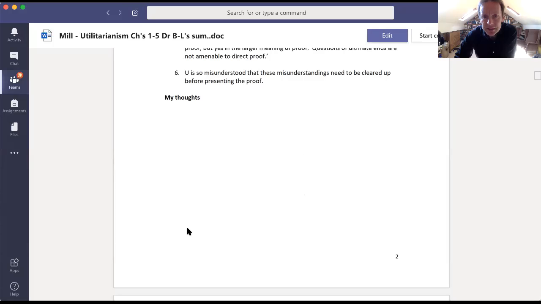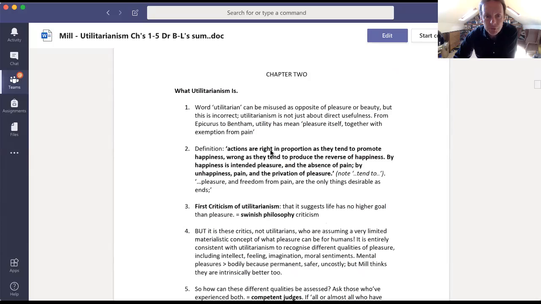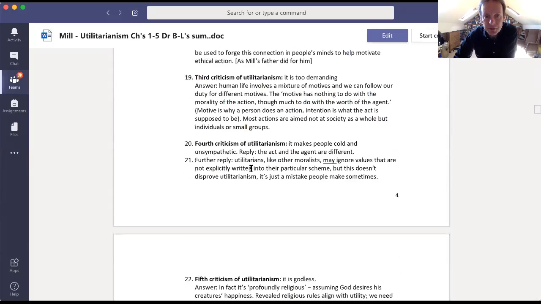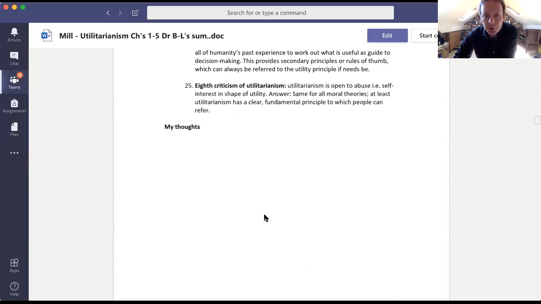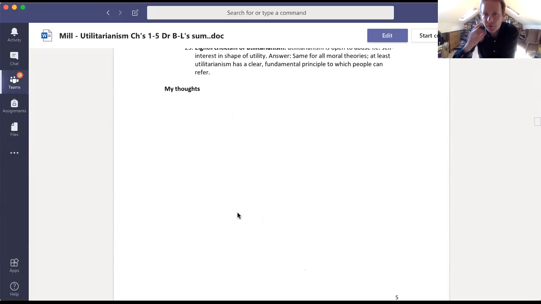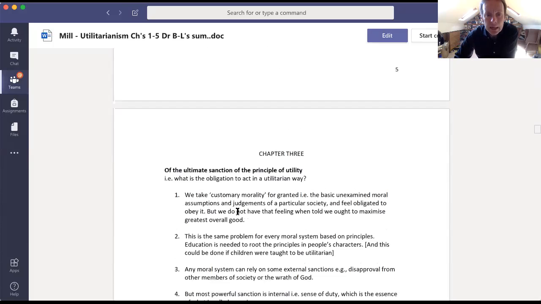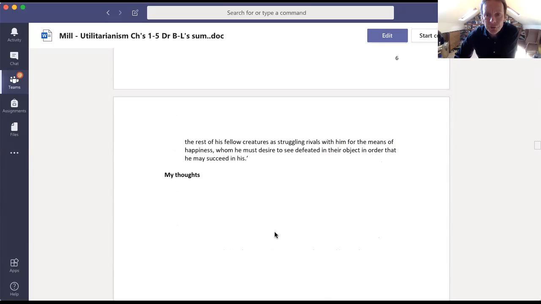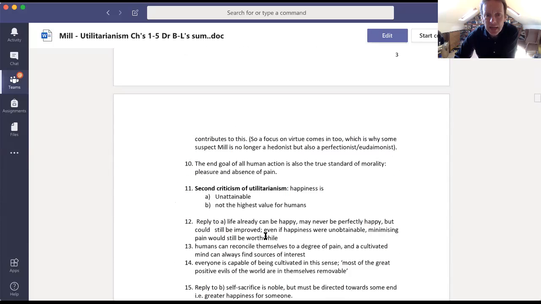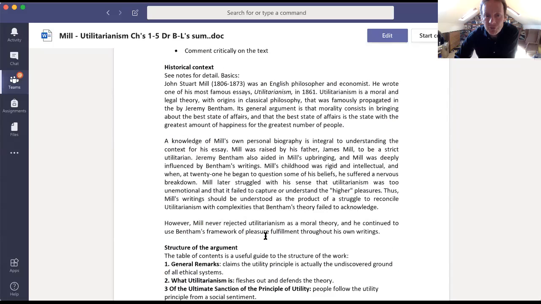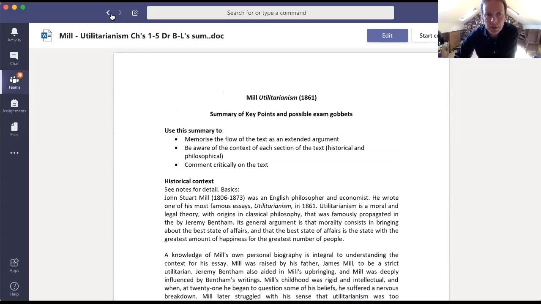So you need to keep this document. I will put it under assignments, and I will check that you are adding in your thoughts, and we'll meet together to discuss these. So chapter 2, what utilitarianism is. Again, you read the summary, having read the chapter, and you put your own thoughts there. Try and put things into your own words. Chapter 3, of the ultimate sanction of the principle of utility, and then you put your thoughts in there. So you really need to engage with this text in some detail, and this is really helpful, concise summary material.